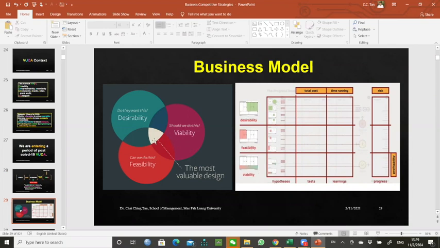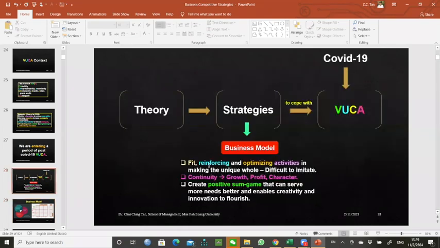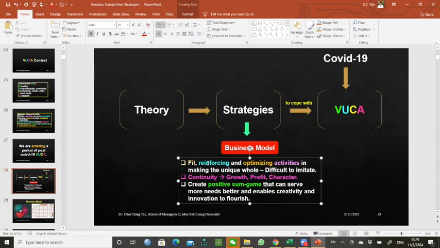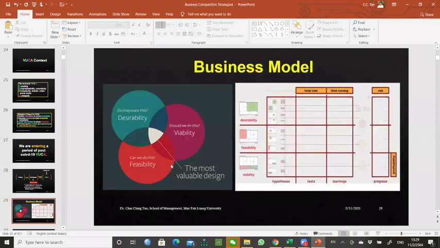Desirability, feasibility, and viability need to fit, reinforce, and be aligned together, and then slowly optimize. So the fit, reinforcing, and optimizations can also be looked at structurally and architecturally from this angle. This is a very, very important area where, when you design your business model, you should ask yourself: do you bring all these three together, analyze them, reinforce them, optimize them? These are very, very important.